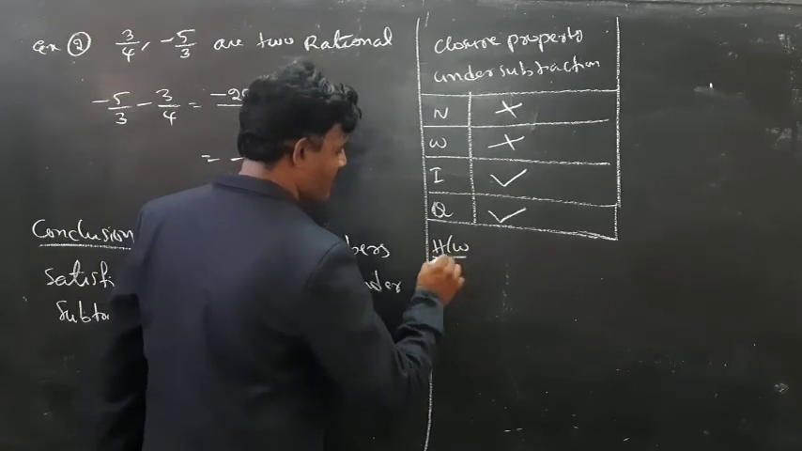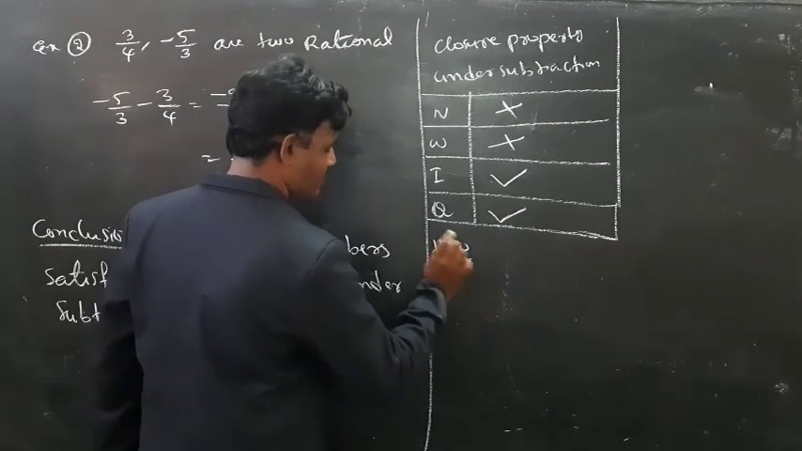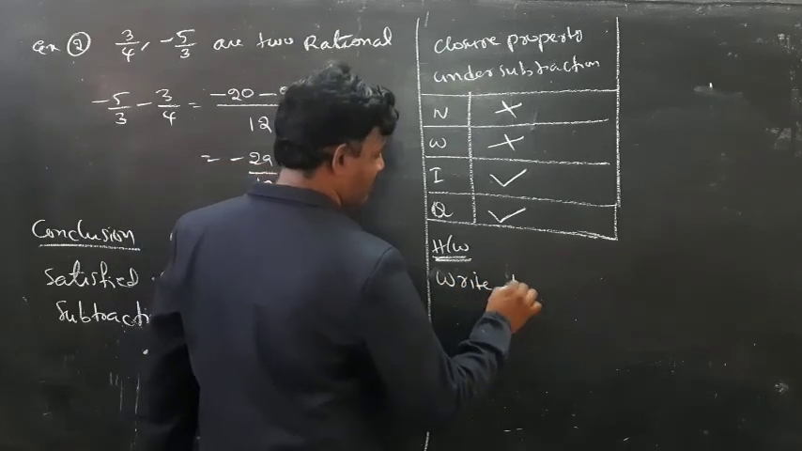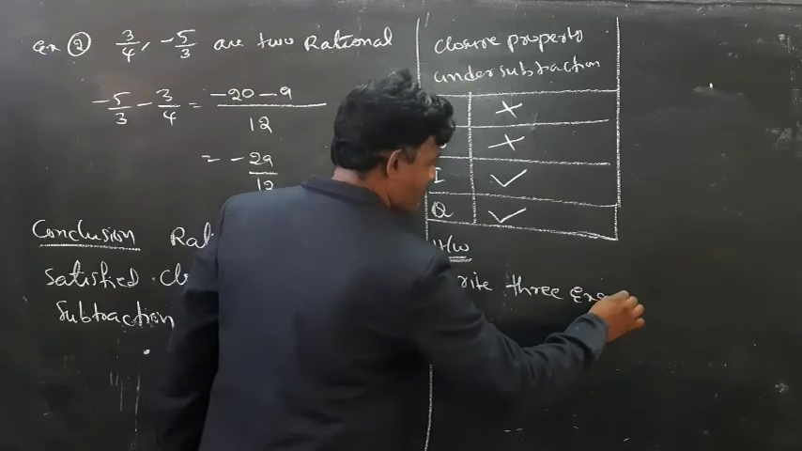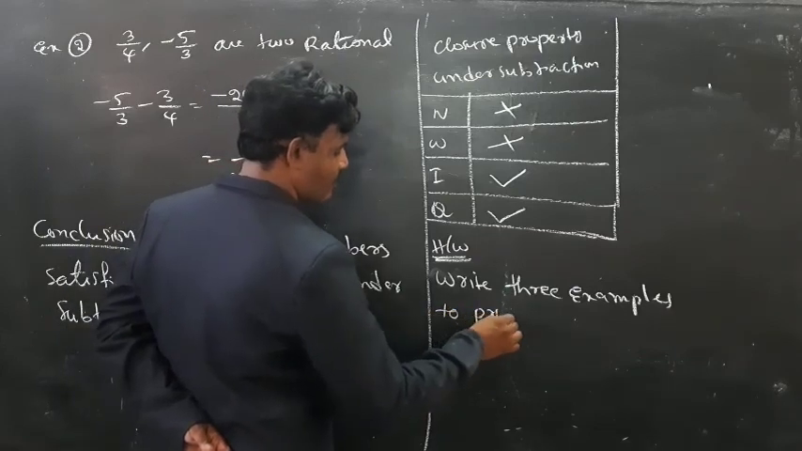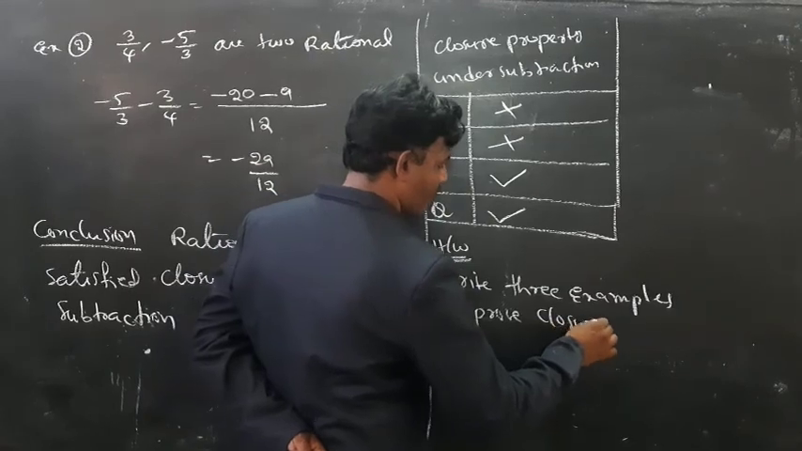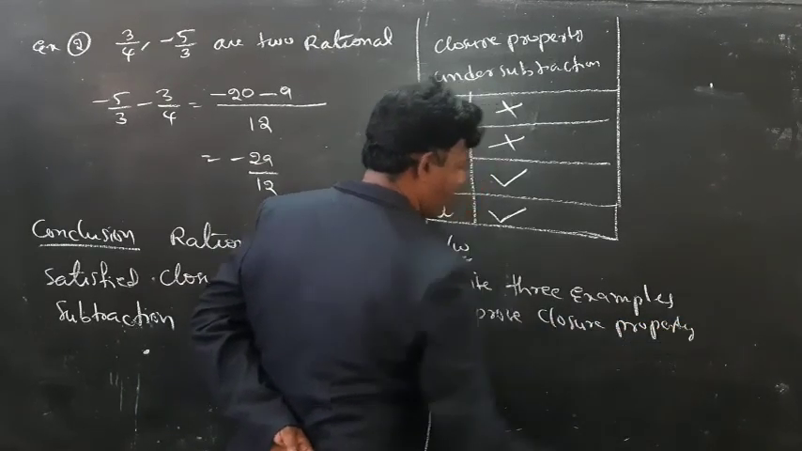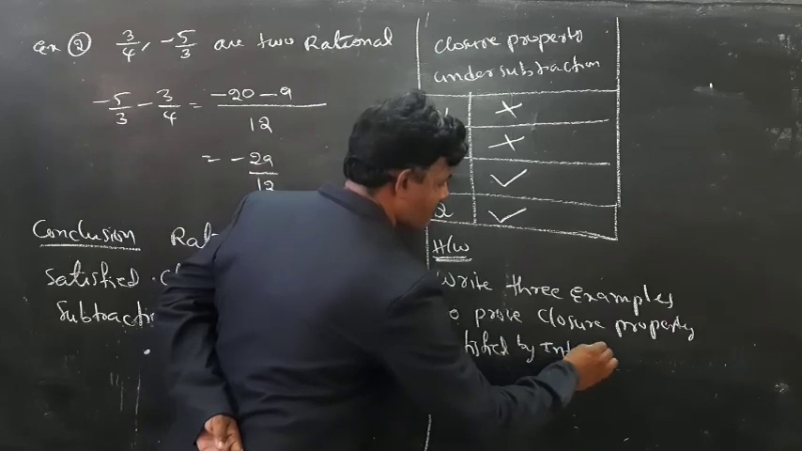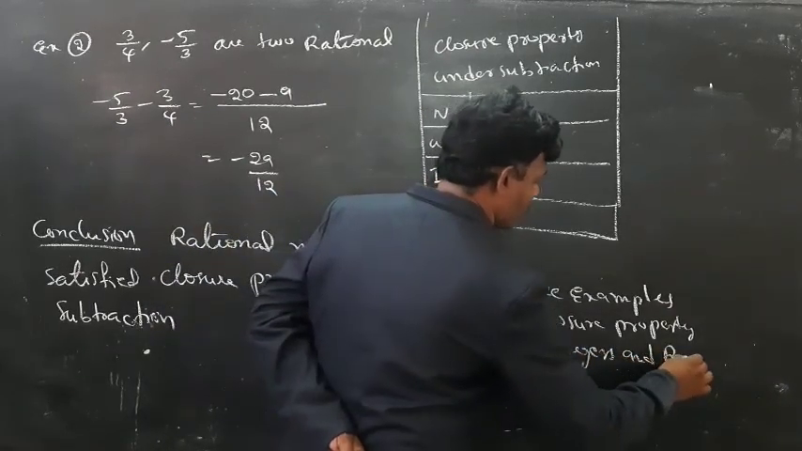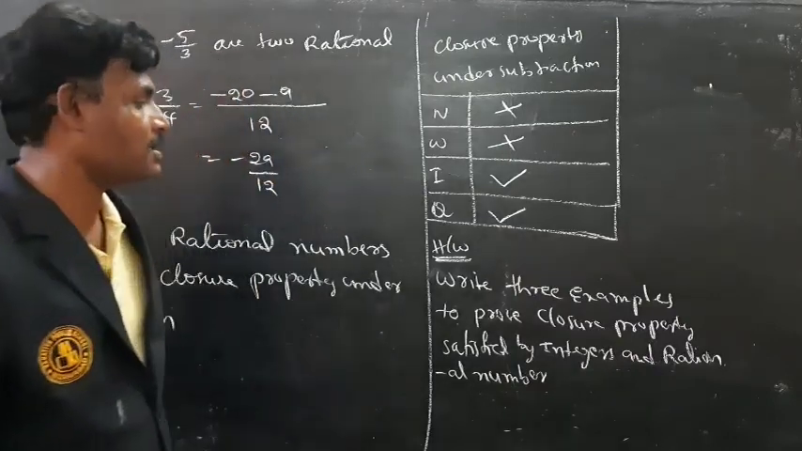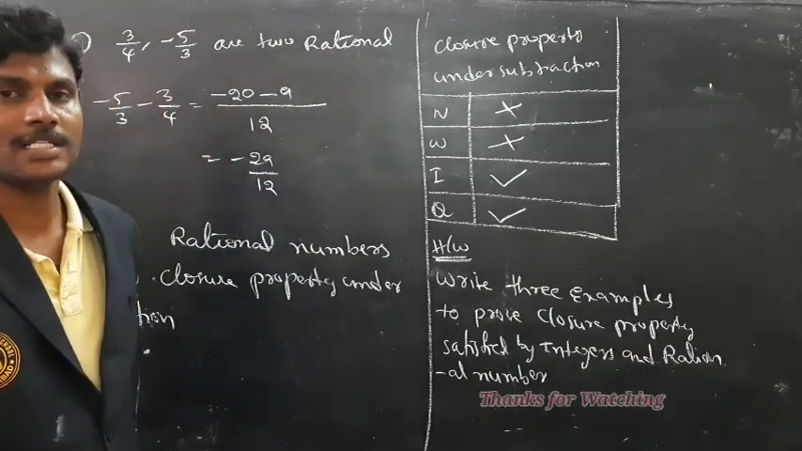And tomorrow's homework. Write 3 examples to prove closure property satisfied by integers and rational numbers.